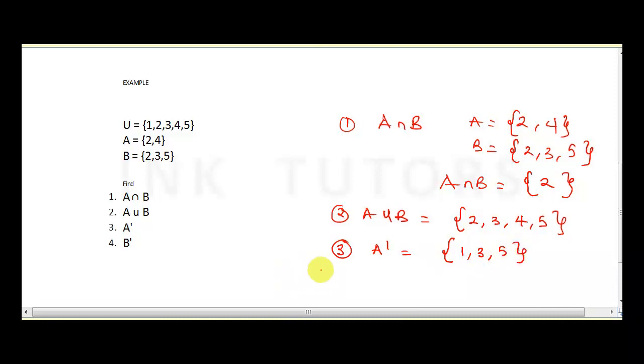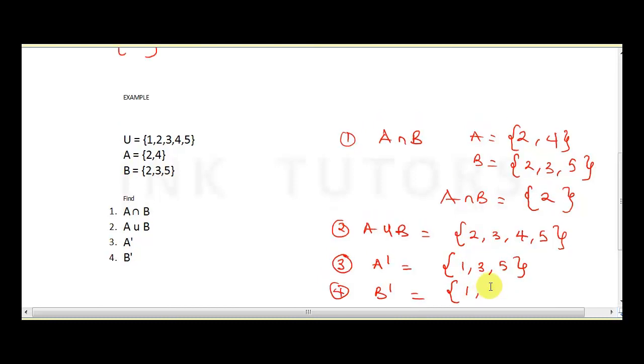Okay, so then question 4, that's B complement. It's going to be the items that we cannot find in B but can be found in the universal set, and that is going to be 1. There is 2, so we're not writing 2. There is 3, so it's going to be 1 and 4.